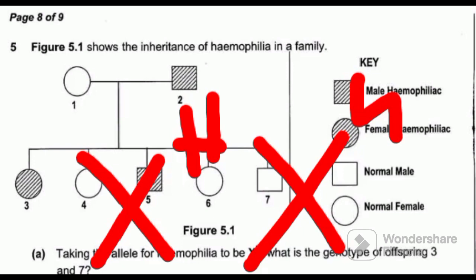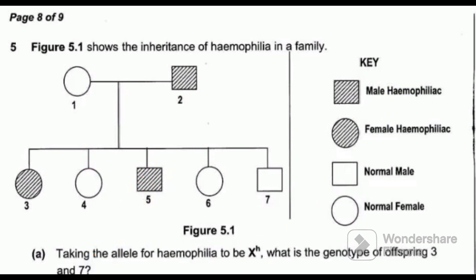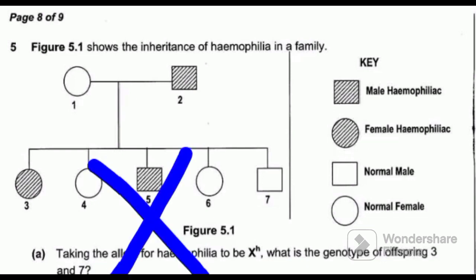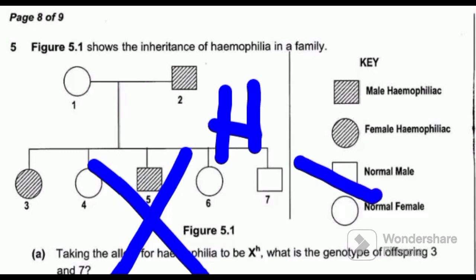For the male parent, which is offspring 7, what is the genotype? The genotype we are going to use for offspring 7 is X to the power capital letter H and the Y chromosome. So these are the genotypes we are going to use to make a correct crossing.